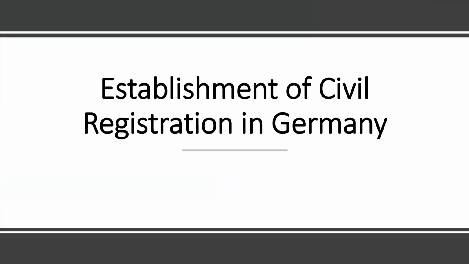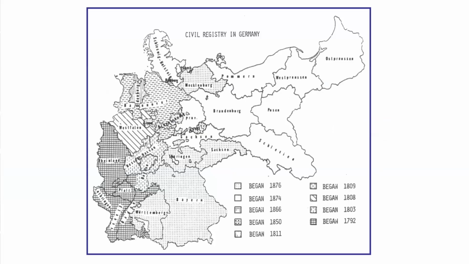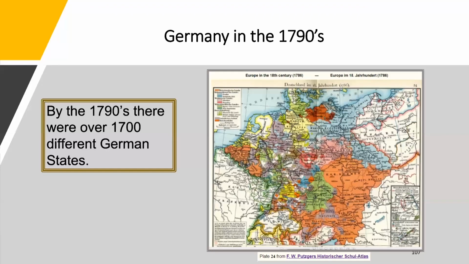Civil registry in Germany varied because of the various kingdoms, duchies, principalities, and provincial areas. The following map shows when each area of Germany began keeping civil registration. It began in the 1790s with the occupation of France, up until 1876. By then, all of the areas were keeping it. By the 1790s, there were over 1,700 various kinds of German states.